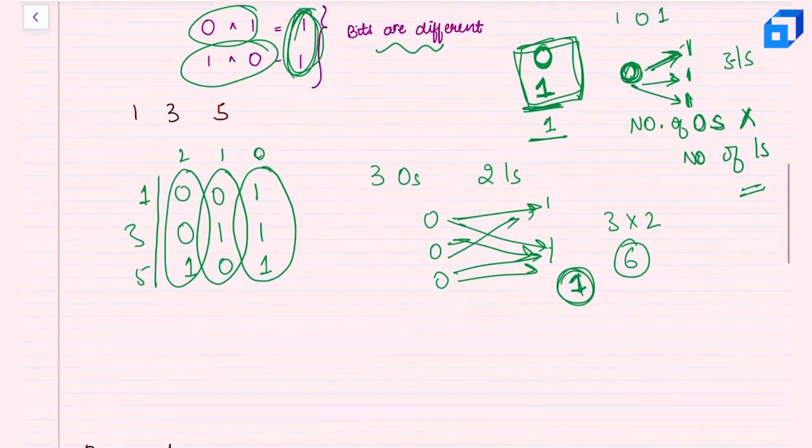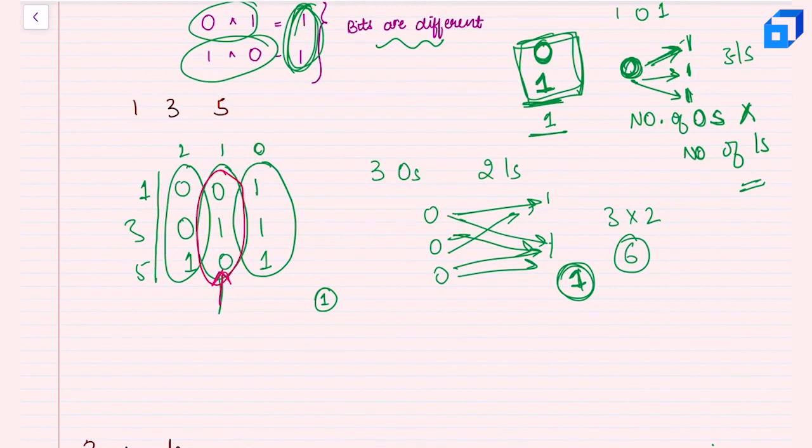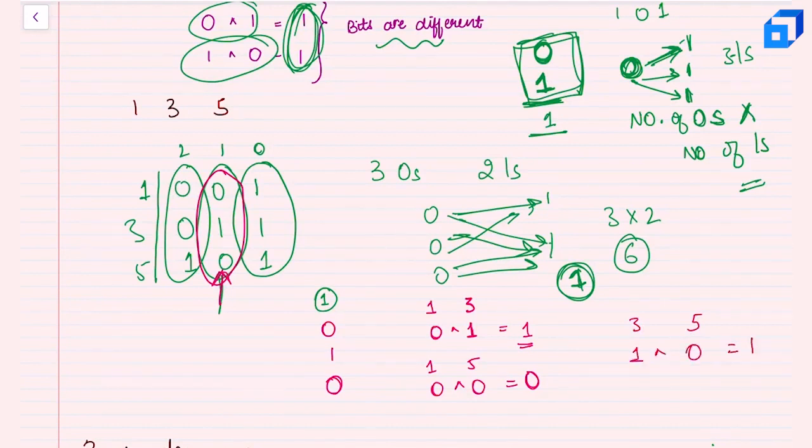So basically let's consider the bit position 1. Okay, let's consider this part. Let me change the color. So let's consider this part, right? So I have 0, 1 and 0. If I were taking them separately, let's say if I were considering 1 and 3, the ith bit of 1 is 0 and of 3 is 1, right? So now it will give me the XOR of 1. That means these bits differ, right? And if I take 1 and 5, here I have 0 and in 5 I have 0, so they give me 0 because they don't differ. Now if I have 3 and 5, here 3 is 1 and 5 is 0, so they give me 1. That means they differ.